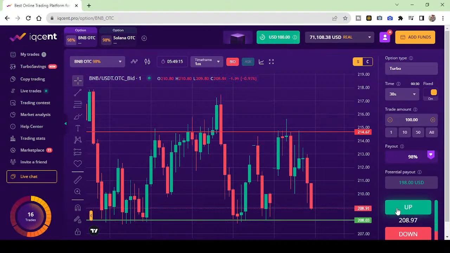Getting close to our 208.03 line. If we can get in there, that would be nice. A little more down and we go in.